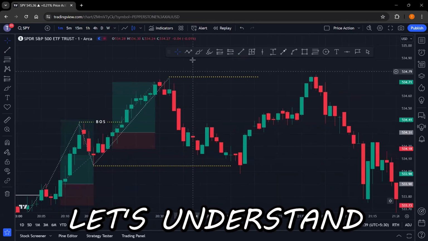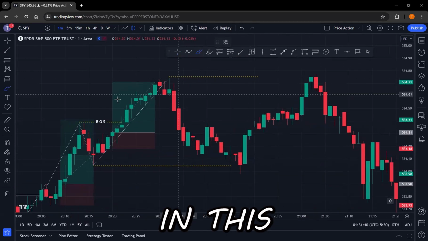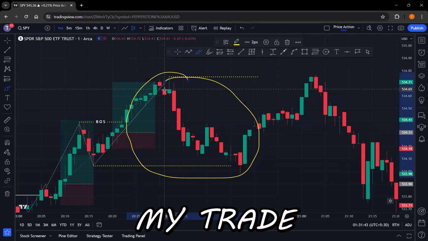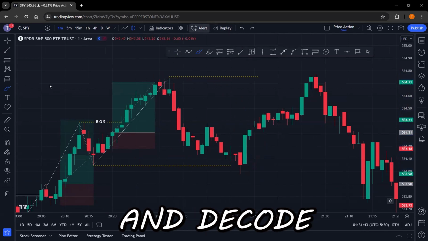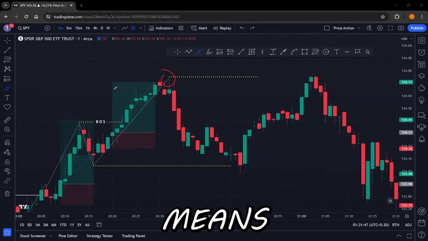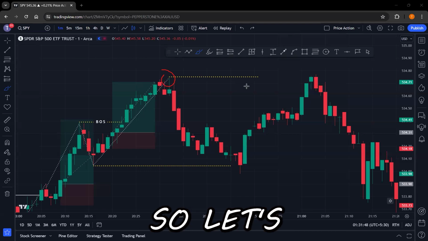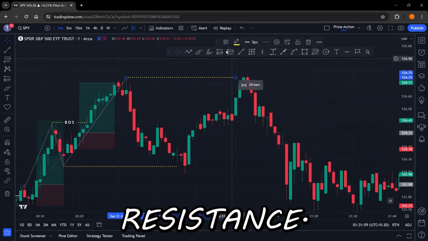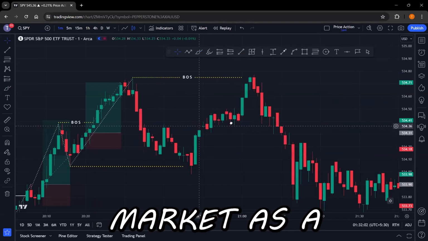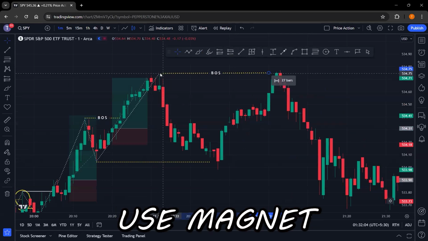Now let's understand where the trade opportunity is in this swing in the market. If I want to understand where my trade opportunity is in this swing, let's decode the level. As soon as the price breaks and creates this major resistance in the market, let's mark the resistance. So this is the major resistance. We will mark it as a breaker structure in the market. Okay, so you have to use the magnet sometimes.